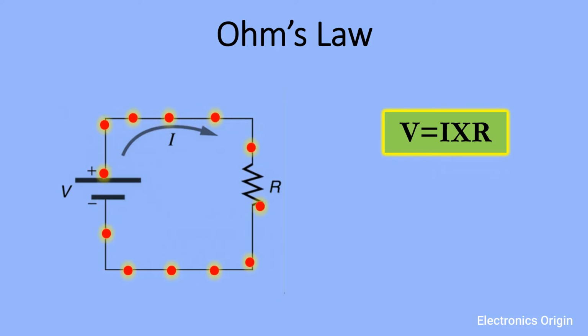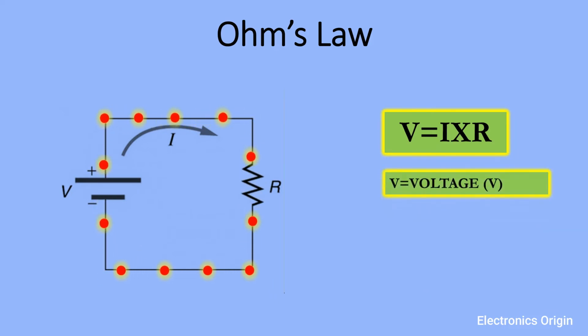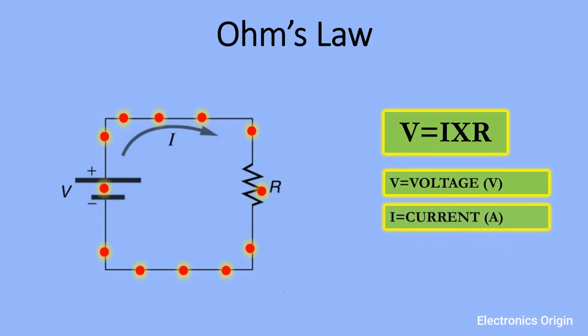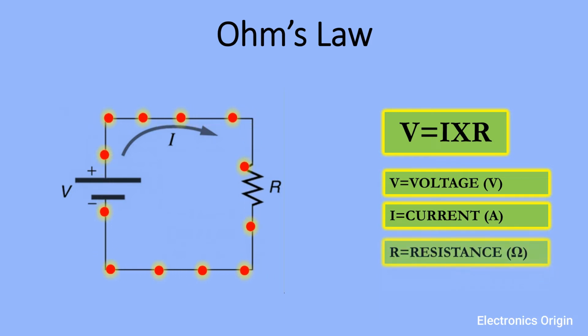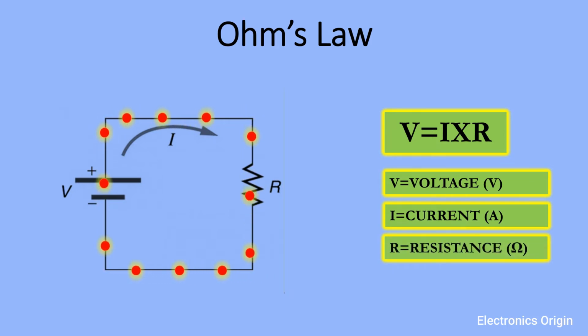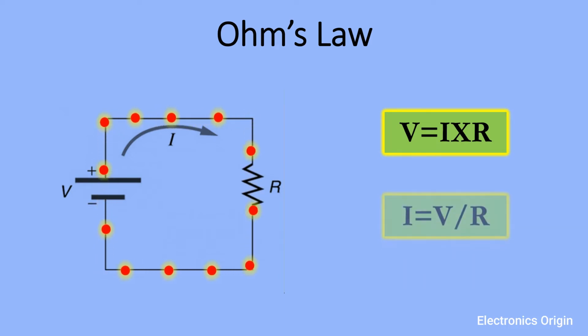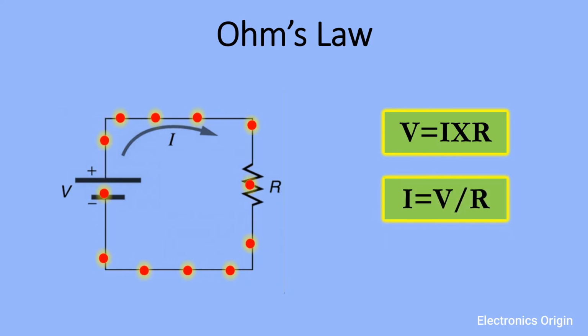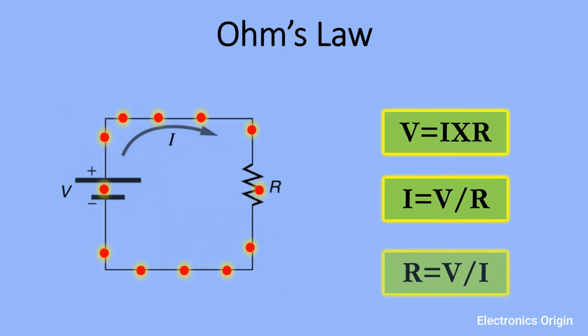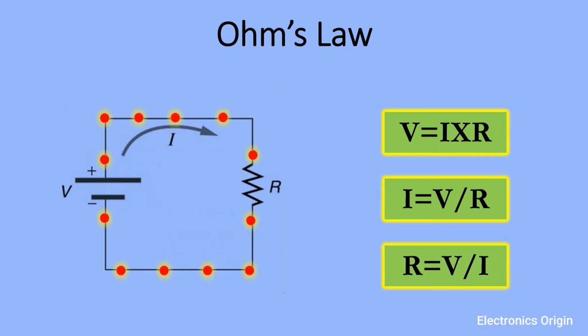It means voltage equals current times resistance, where voltage is expressed in volts, current in amps, and resistance in ohms. The same formula can be rewritten in order to calculate the current and resistance respectively as follows. I = V/R. R = V/I. Here the formula can be manipulated so that if any two quantities are known, the third can be calculated.